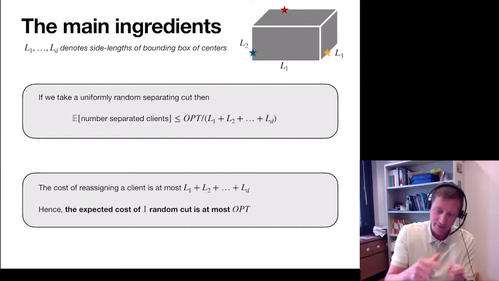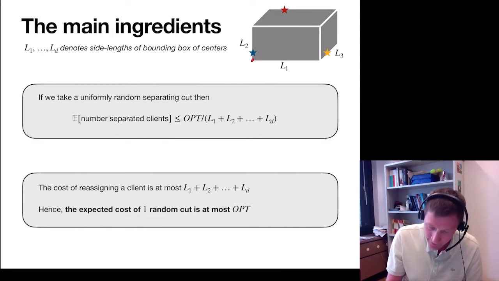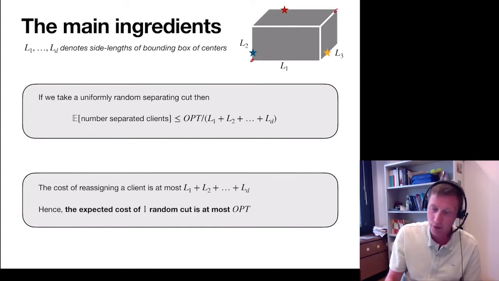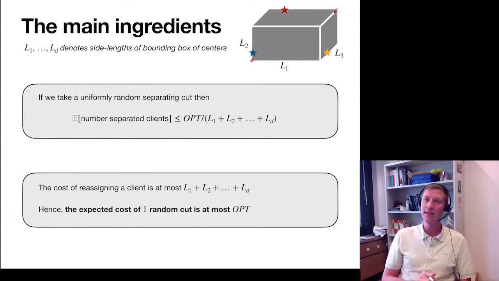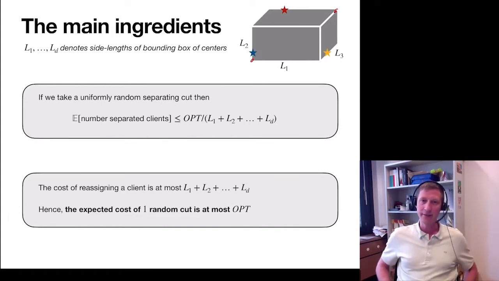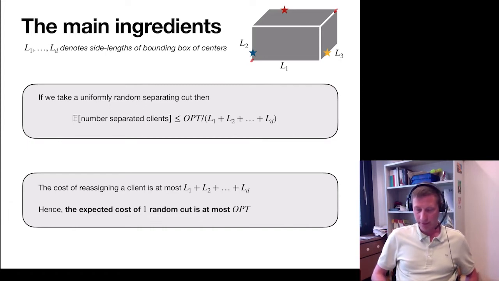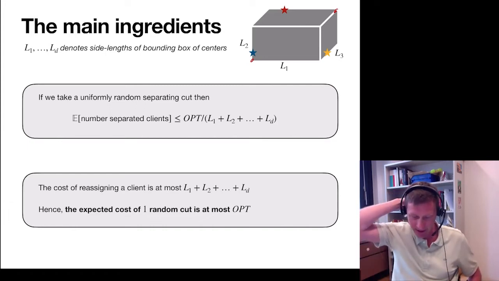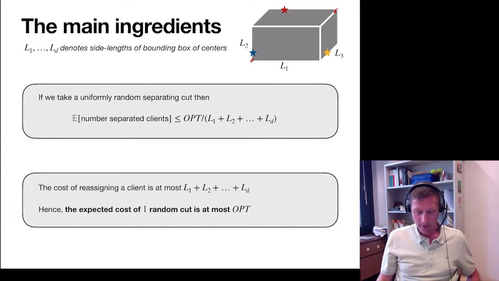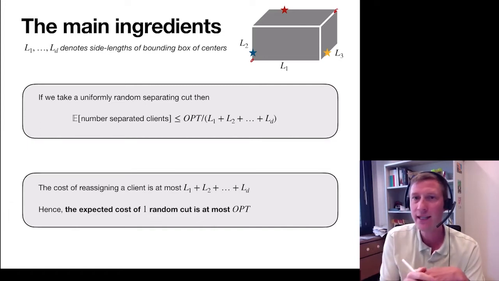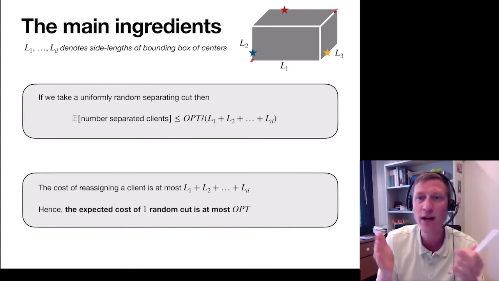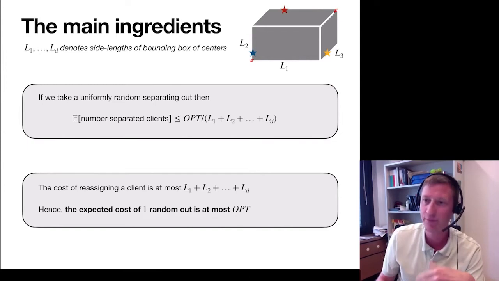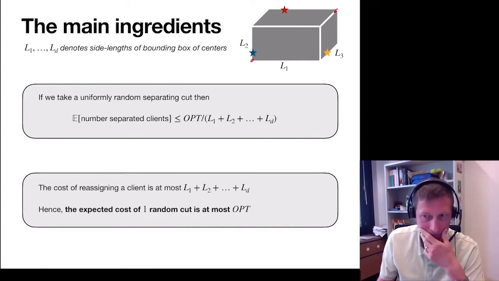And then the cost of reassigning a client is at most the side length of the bounding box again, right? That's the worst case. I was connected to a facility down in this corner and I have to walk all the way up to the opposite corner. That's the worst case that could happen to me if I was separated from my closest center. So this means that if I take a random cut, even if k is not two and I have many dimensions, a random cut has a cost of at most opt in any case.